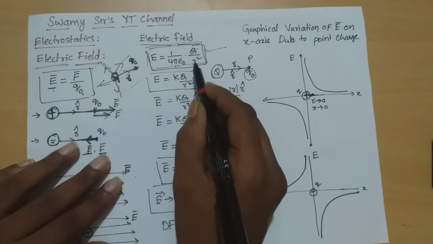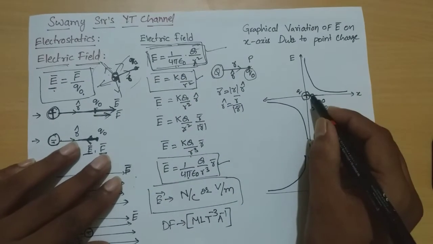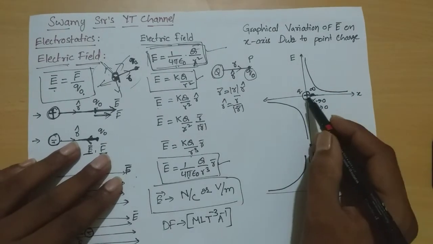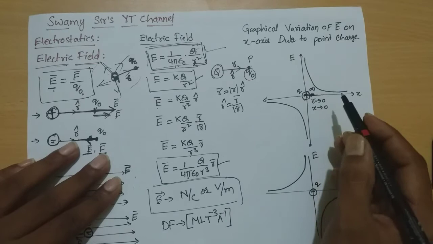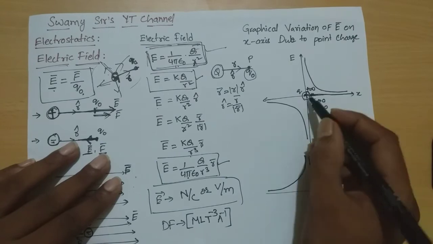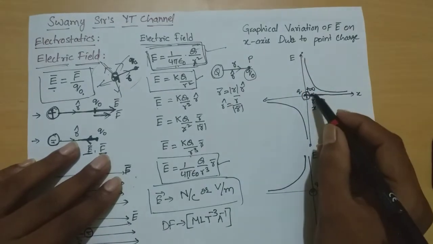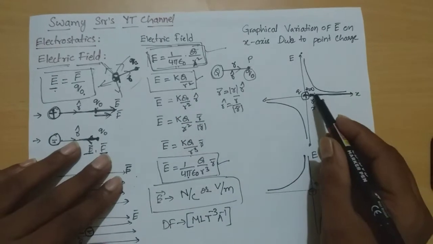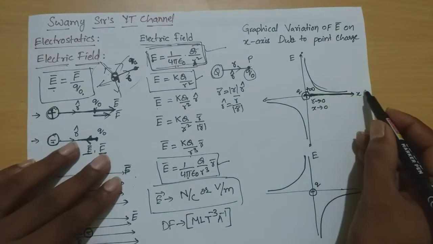If r tends to 0, this is 1 by 0, and something by 0 gives infinity. That means at this point the electric field is infinity. Very near to the charge, the electric field is very large, infinity. Here we are moving in the positive x-axis direction, so plus infinity. Now if you go away from this point, E is inversely proportional to r square, so as r increases, the electric field decreases. The electric field decreases and somewhere it will become 0.